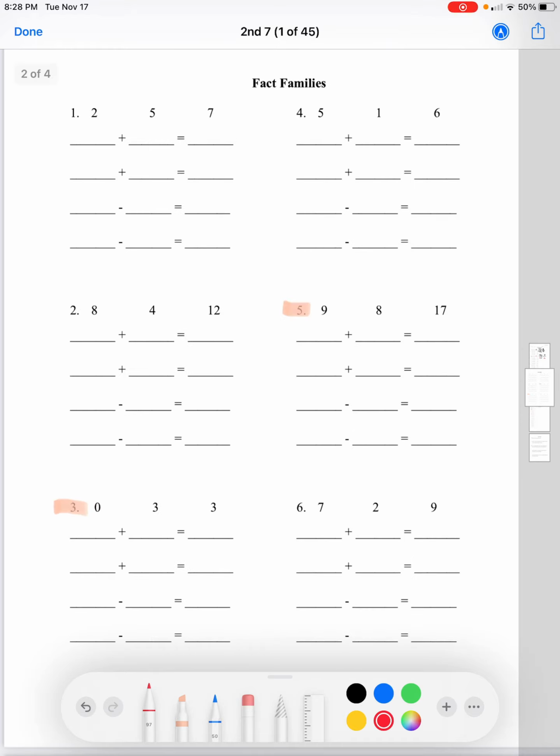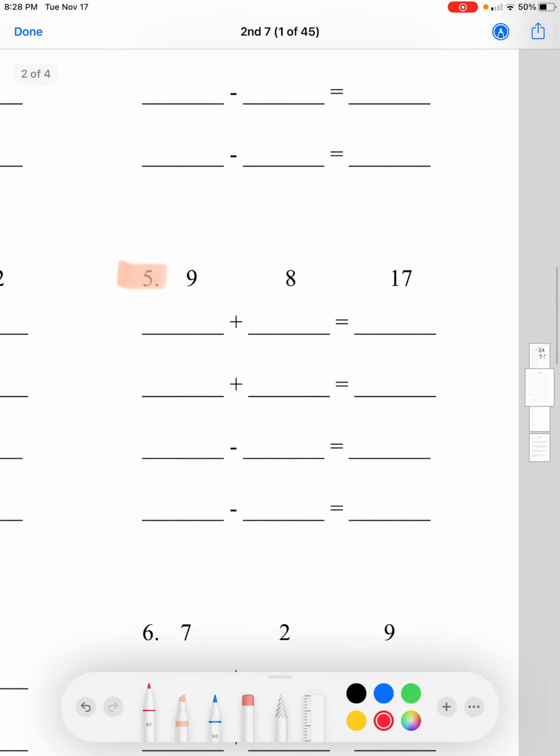Now we'll do our second page, which is fact families. Let's go over our first example. We have 9, 8, and 17, and we're going to fill out these blanks to make number sentences that make sense with these three same numbers. So first, we're going to just take these numbers and put them directly in the spaces that they're above. So we're going to bring down this 9 and this 8, and then bring down the 17.